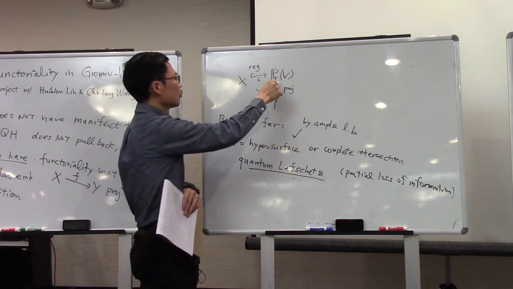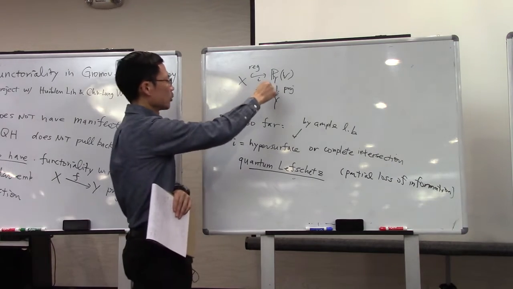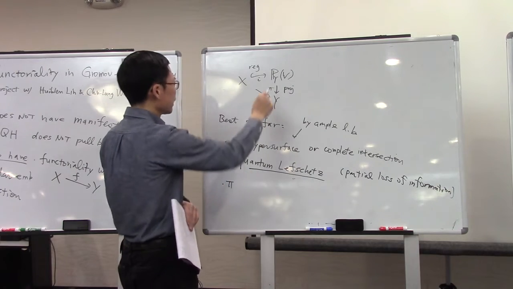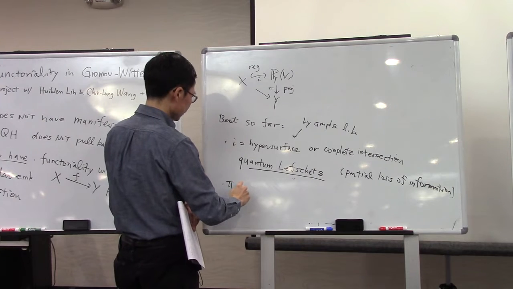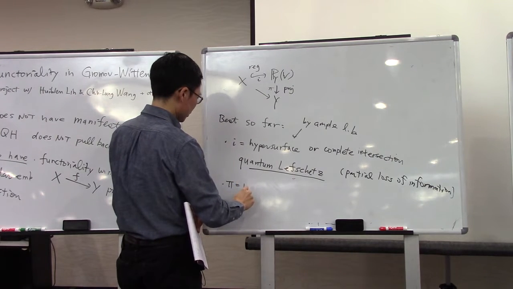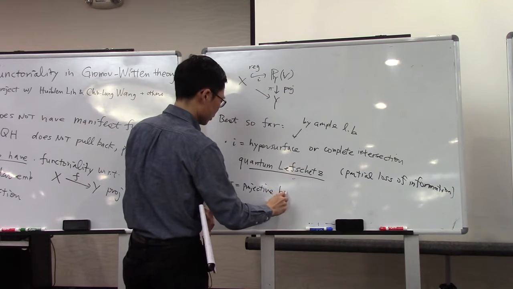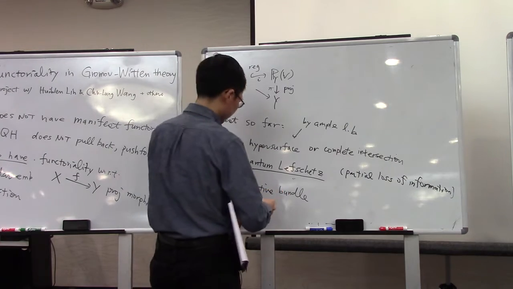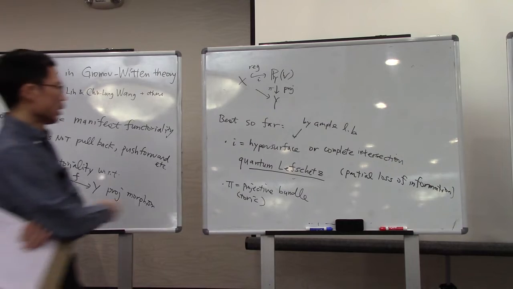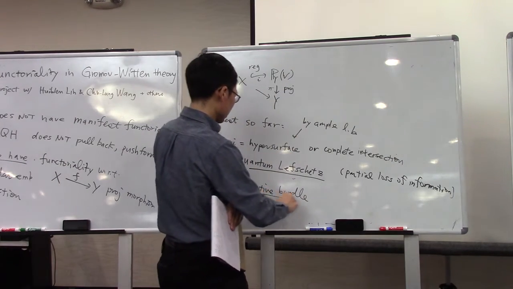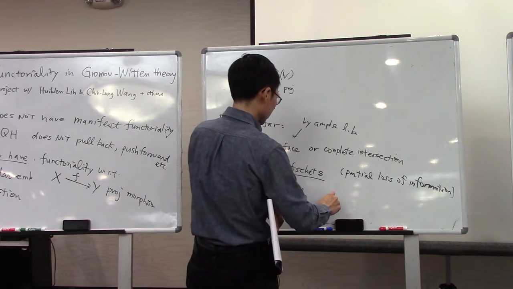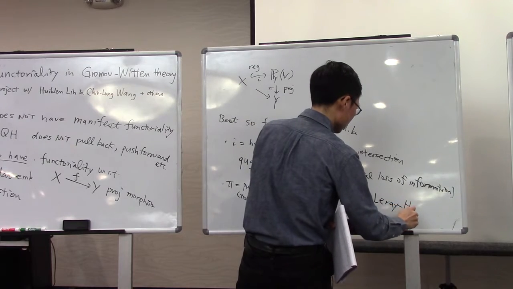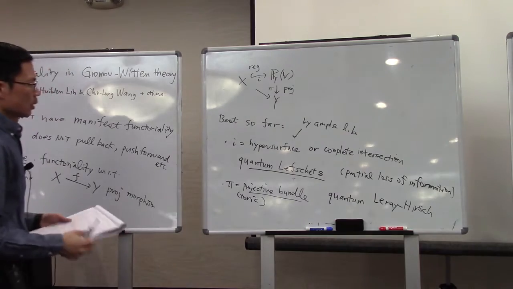And in that case, you want to prove a little bit more general functoriality with respect to projection. If this map is called pi, this pi is really a projective bundle over the base. Or you can do this more generally for a toric bundle. And for this projective bundle you can be very choosy, and this kind of functoriality is called quantum Leray-Hirsch.